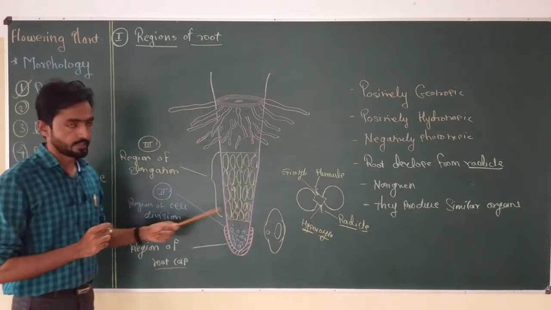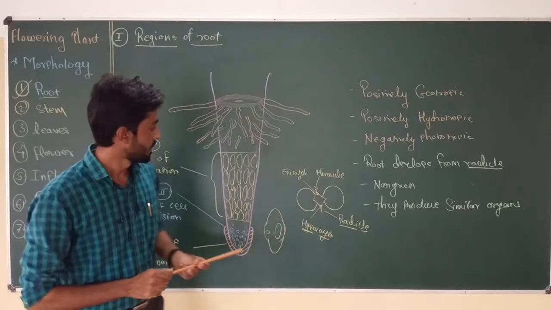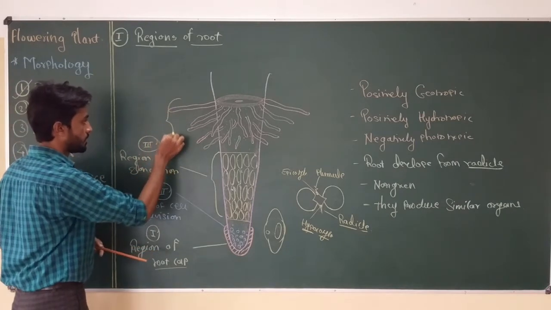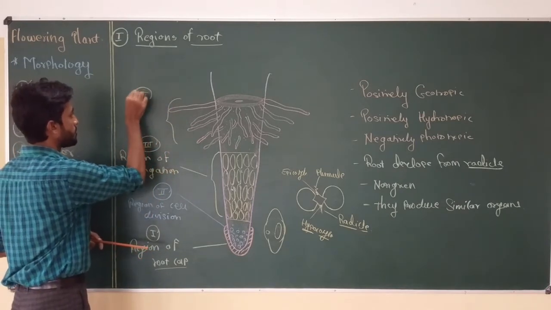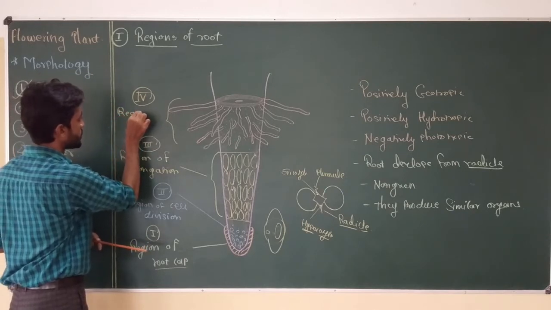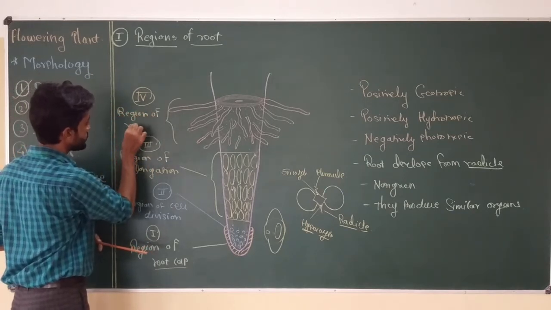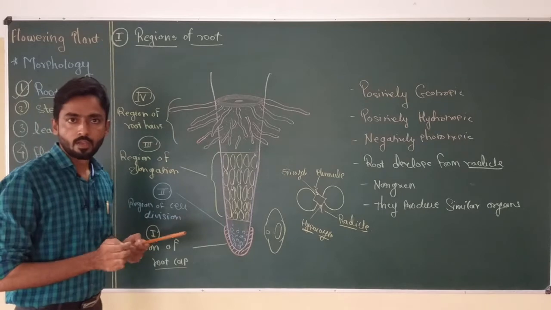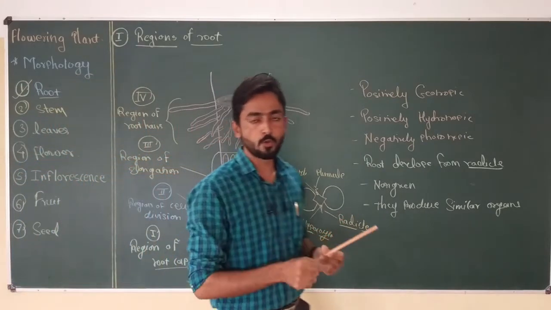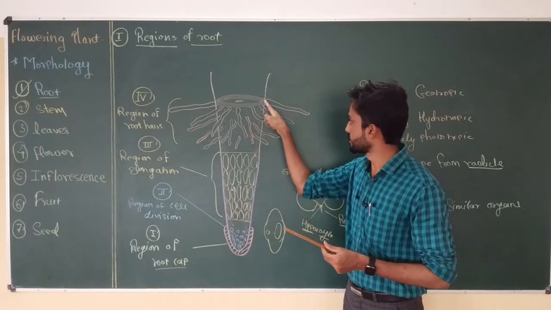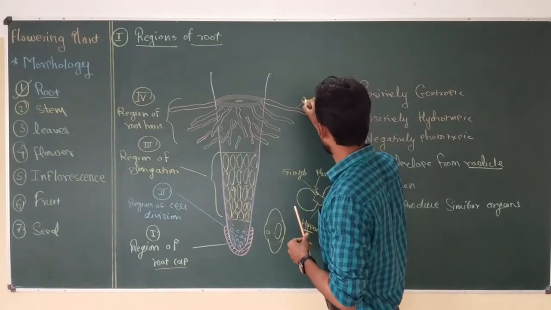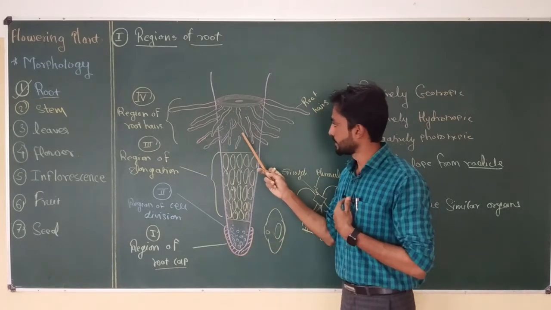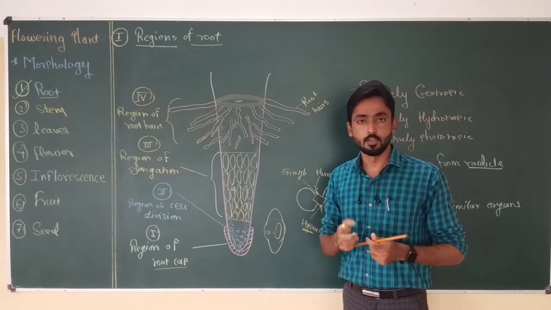So the main function of this region is to increase the length of root. After the cell elongation region, the fourth region comes, and this is the region of root hairs. The root hair region has single cell, tubular, elongated, thin wall structures which are root hairs. These structures generally help in absorbing water from the soil.